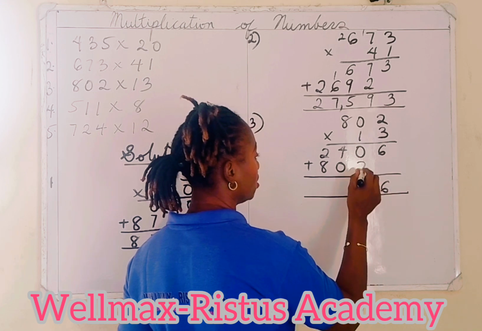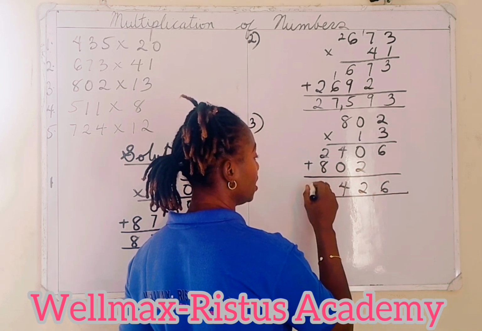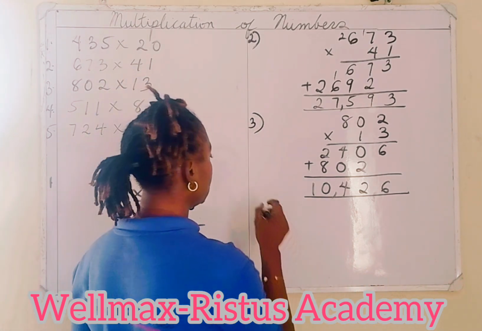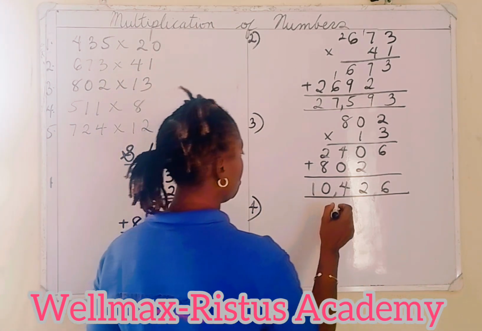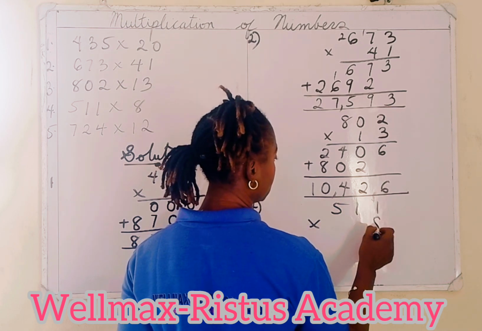6 plus nothing is 6, 2 plus 0 is 2, 4 plus 0 is 4, and 8 plus 2 is 10. And that gives us 10,426.